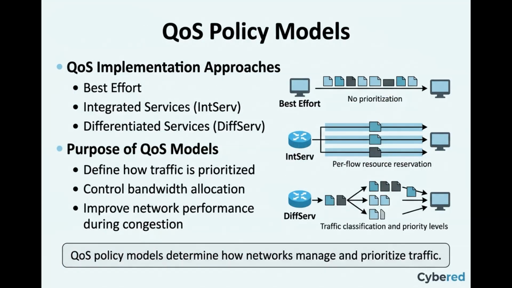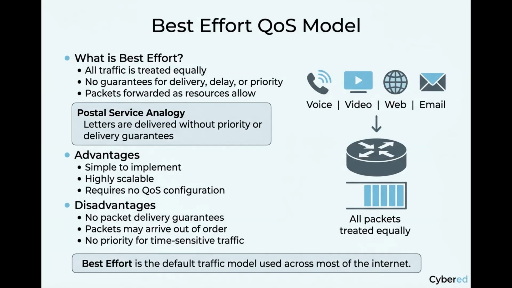When implementing quality of service, network engineers typically choose between three main QoS policy models: best effort, integrated services, and differentiated services. The best effort model provides no guarantees for packet delivery, delay, or priority. All traffic is treated equally, regardless of importance. A simple analogy is the standard postal service. Letters are delivered without prioritization or delivery confirmation.